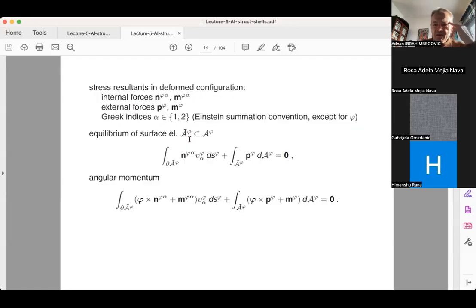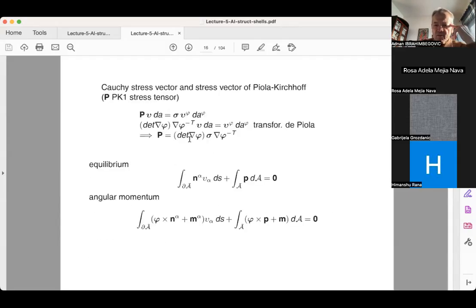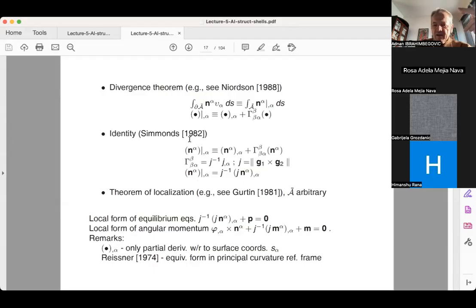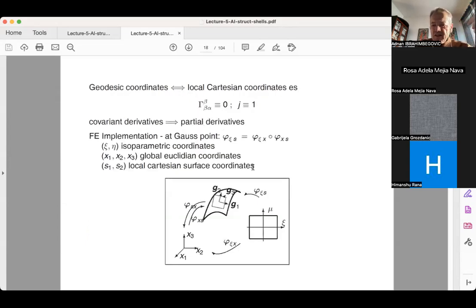These are the resultants of the first Piola-Kirchhoff stress. Only now we have two directions, and so on and so forth. And you have to deal with how to do this computation of Christoffel symbols. Well, you can do that by using the computation with local coordinates. Especially, this is the key idea.